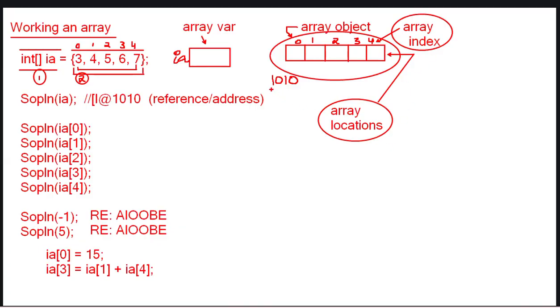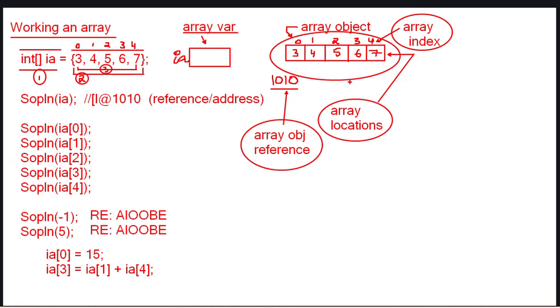And what is this 1010? This 1010 is called the array object reference. So we have the array variable, array object, array index, array location, and array object reference. So first step, second step. Then the third step is that all these 5 values are stored in those respective locations from left to right: 3, 4, 5, 6, 7.